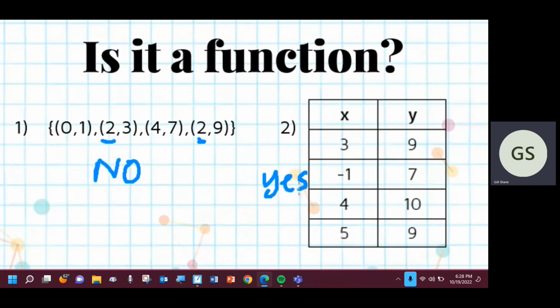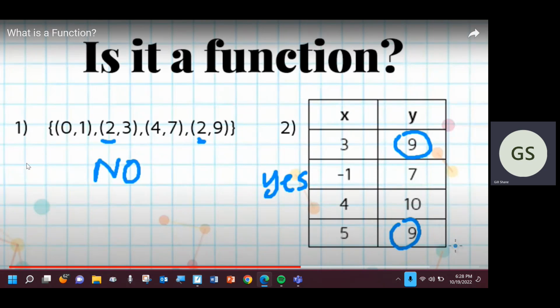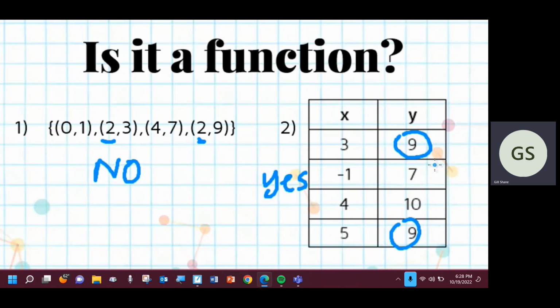It can be tempting to say that it's not because you see these two 9s here, and that's okay. That's just like if the vending machine had two slots that both gave out pretzels. This is like it has two different values that'll give you 9, and that's okay. That's not a problem as long as every x is only paired with one y.